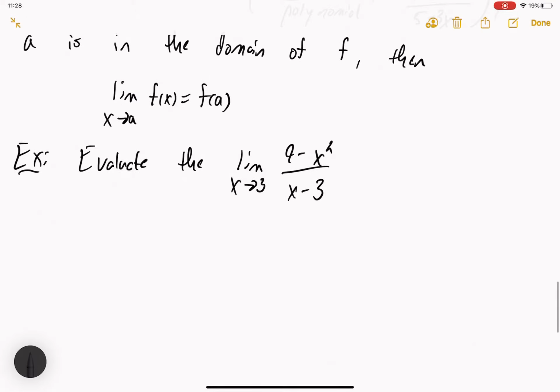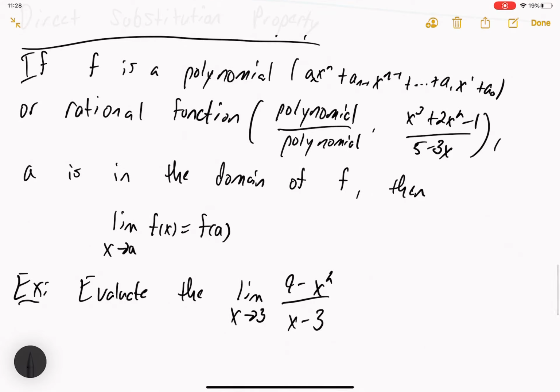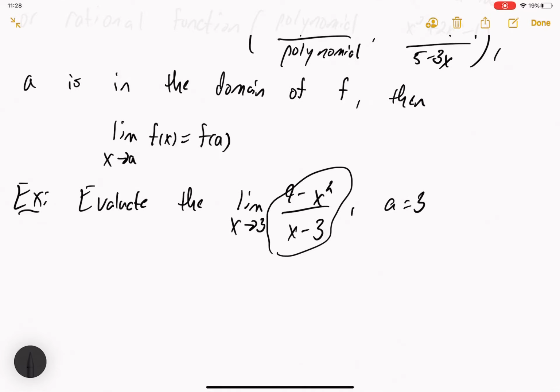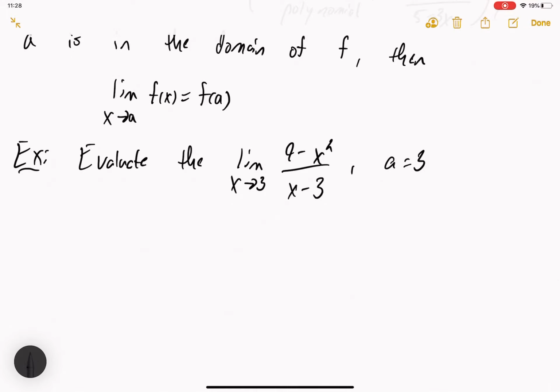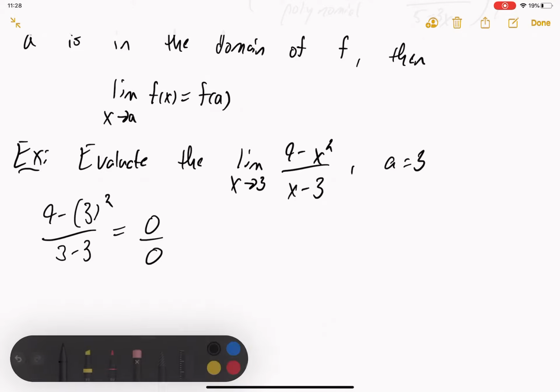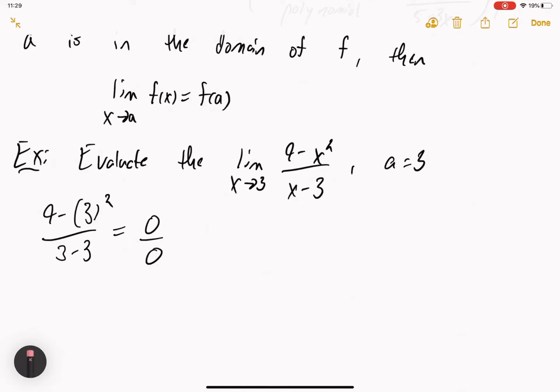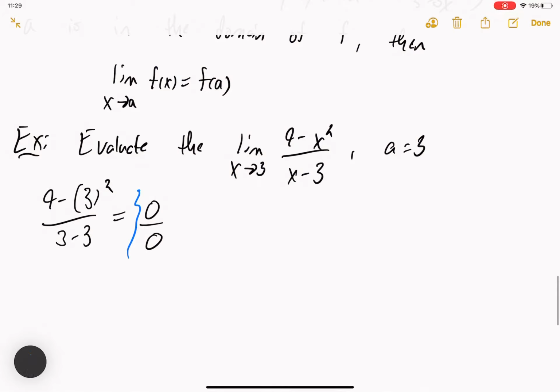If you take a little note of this real quick, I'm telling you about the direct substitution property, where a is in the domain of f of x. Here our a is equal to 3, but if this is our f of x, we can't actually plug in 3. If we plug in 3, we get 9 minus 3 squared divided by 3 minus 3, which is equal to 0 over 0. I really want to specify, this is important, that 0 over 0 is called an indeterminate form.